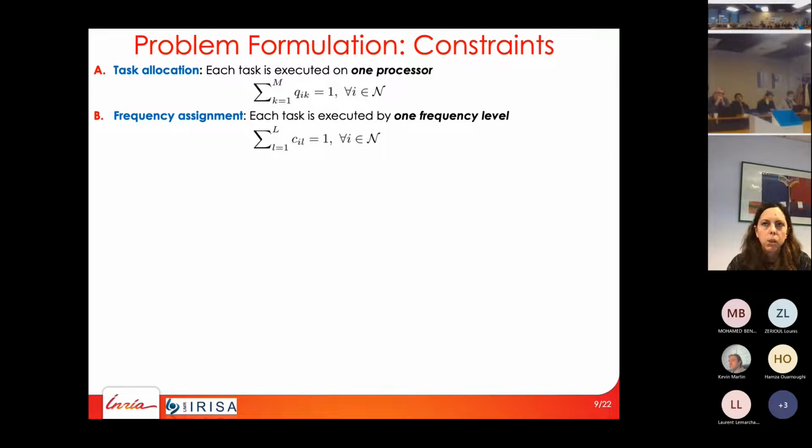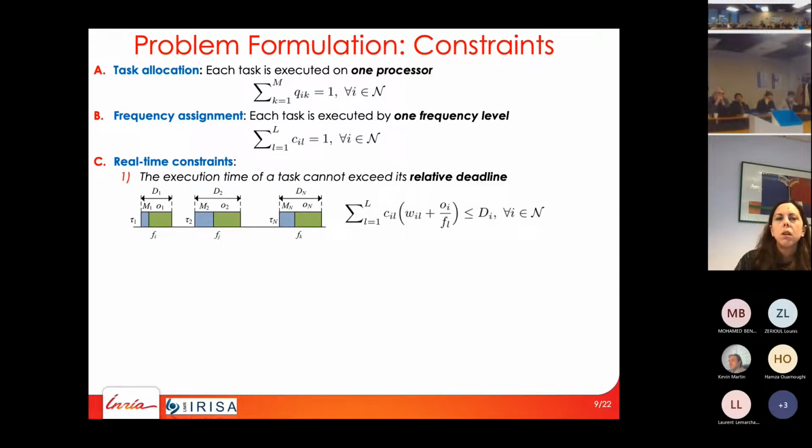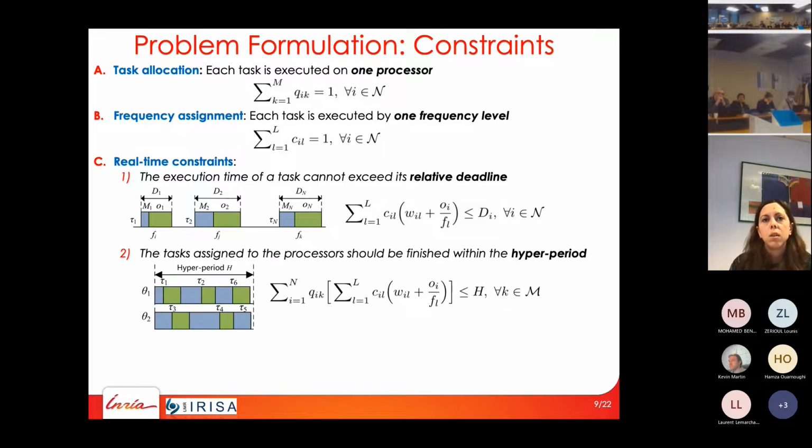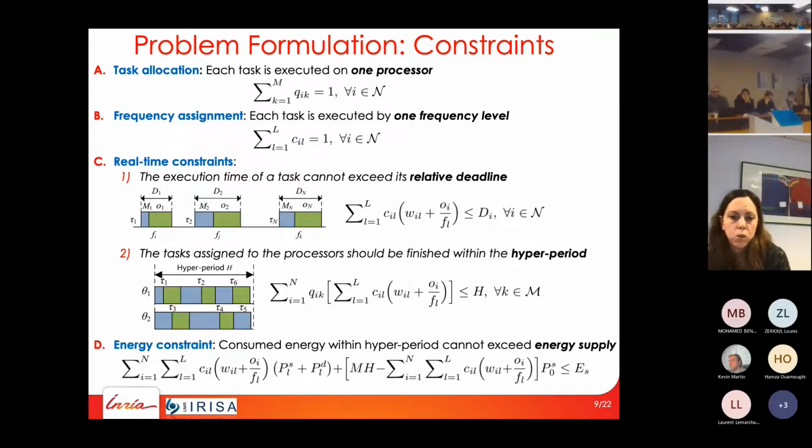Then we need the frequency assignment, as expected. This is that each task should be executed with only 1 frequency level. And regarding the real-time constraints, we have 2 parts. The first one says that the execution time of each task should be less than its relative deadline. And the second says that the tasks that are assigned to the same processor should be finished within the global hyperperiod. And the last constraint that we have is regarding the energy consumption.